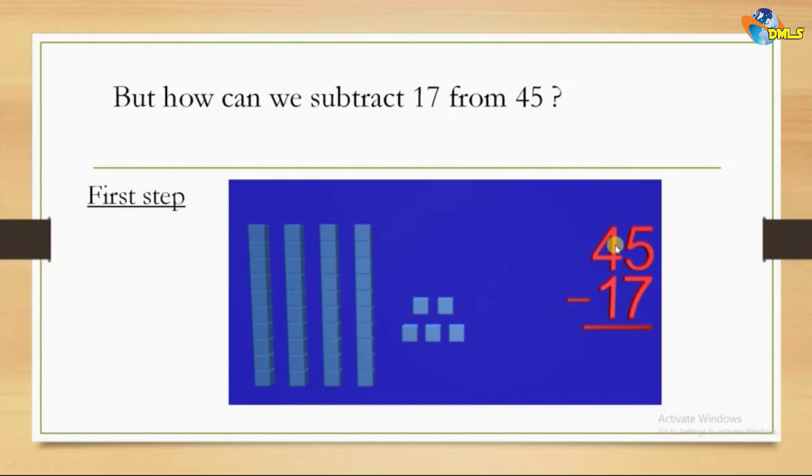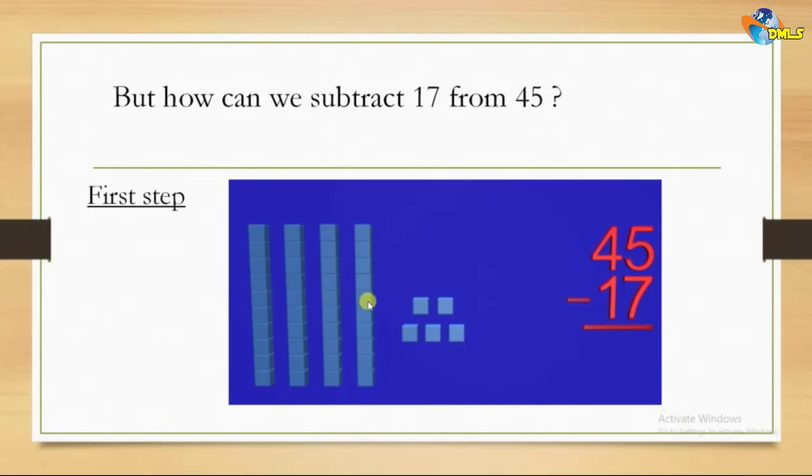Should we start from ones or from tens? Yes, well done, from ones. So I will take away 7 ones from 5 ones. Can I take 7 ones from 5 ones? Of course no, I can't. So what should I do now? To know what you should do, listen to step number 2.